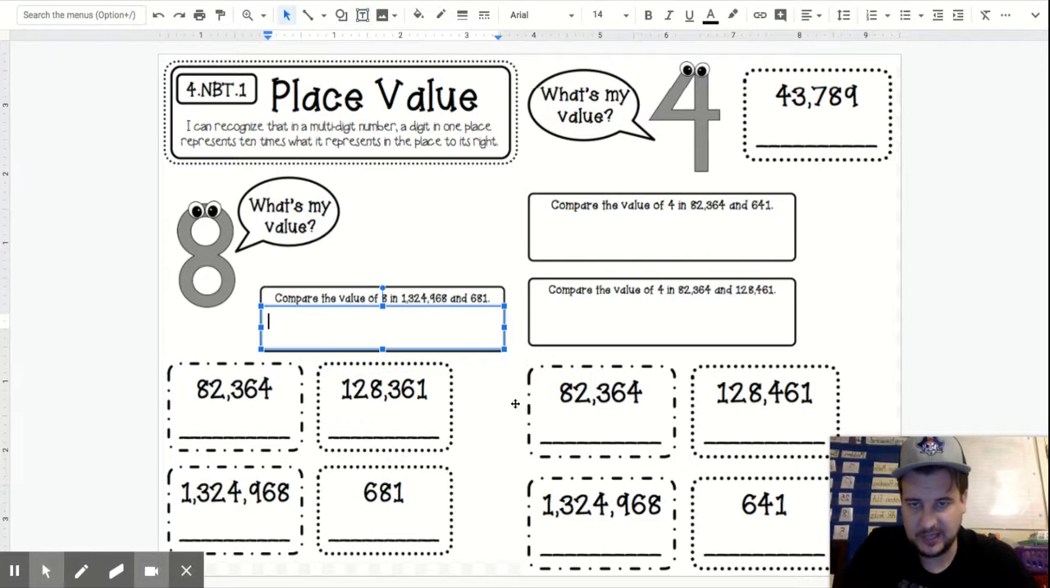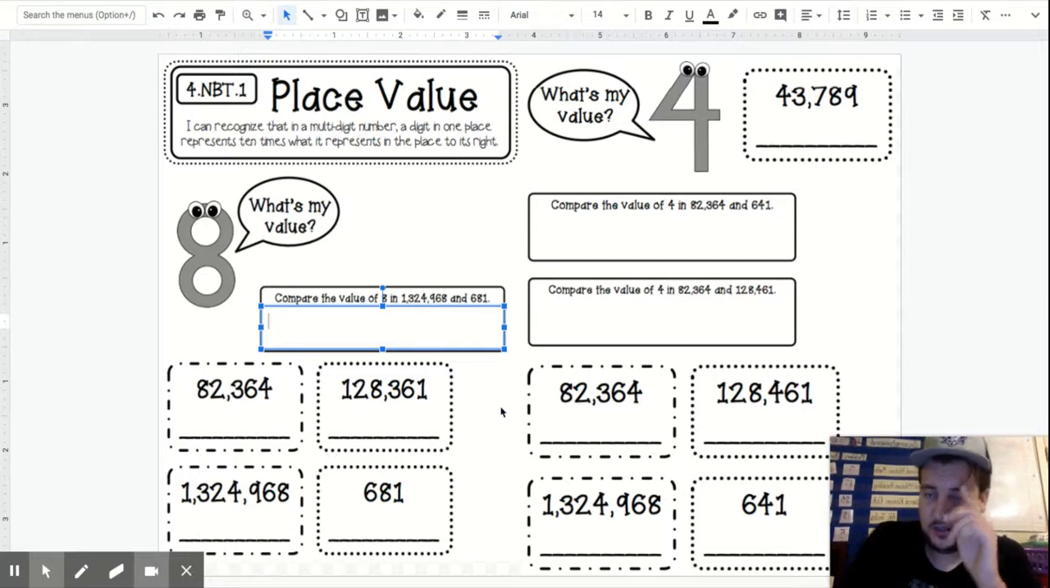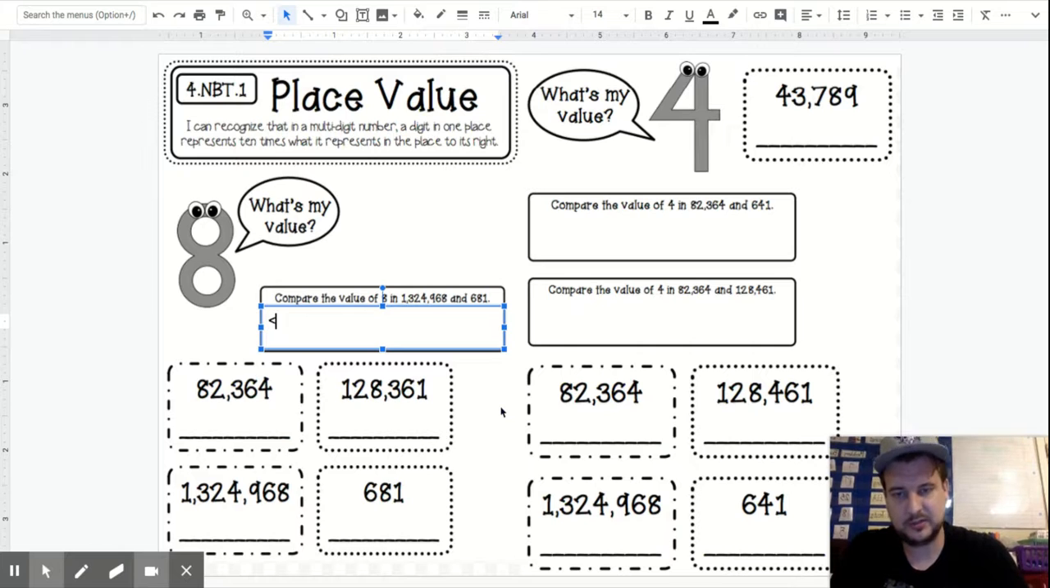Compare the value of the 8 in 1,324,968 to 681. When I say compare, I'm using the symbols greater than, less than, or equal to. Whenever you hear compare, you need to be thinking those symbols. So it's going to be one of those three.